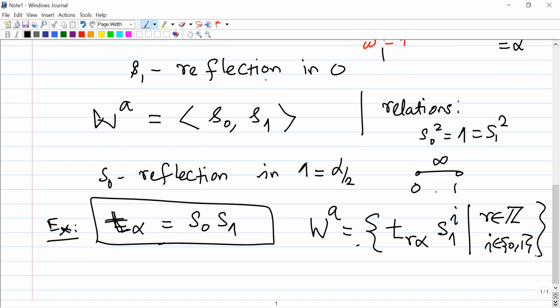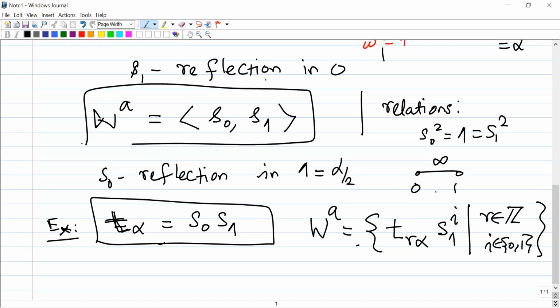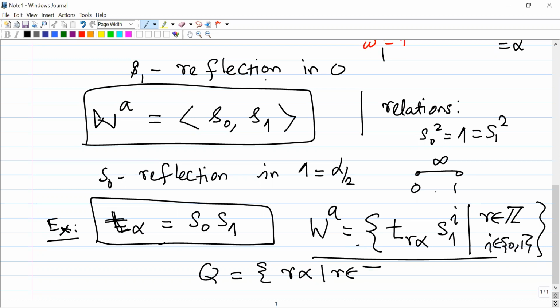Note that this is the description that we had before. This group is generated by two elements S naught and S1, and it is actually a semi-direct product between the co-root lattice and the finite Weyl group. You can think that way, because the co-root lattice, which I denoted by Q, is the span of alpha, that is, r alpha with r in Z. So all the computations are very explicit here.